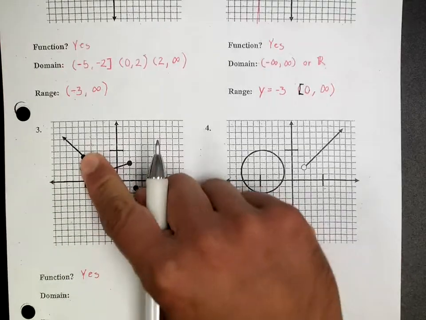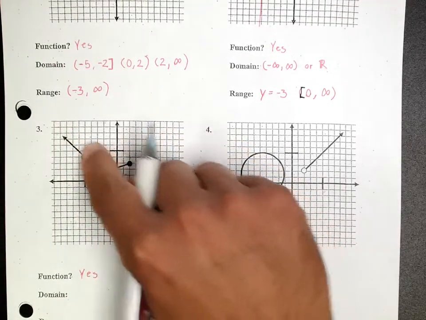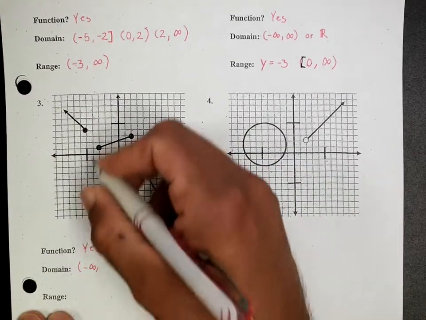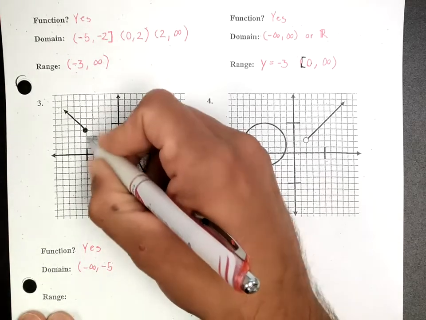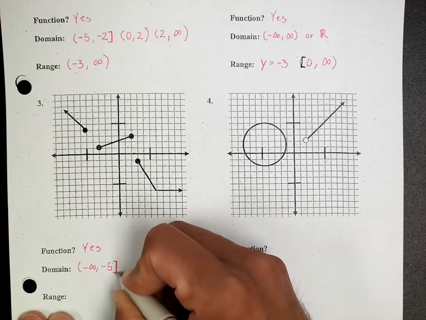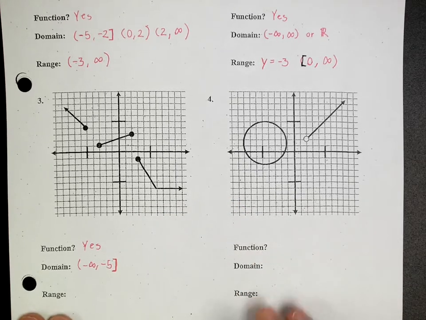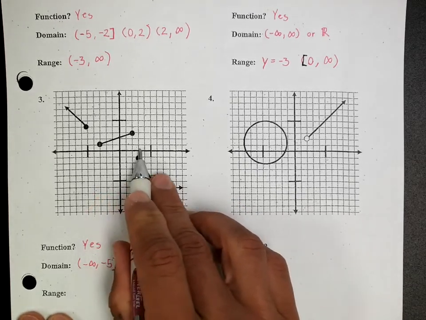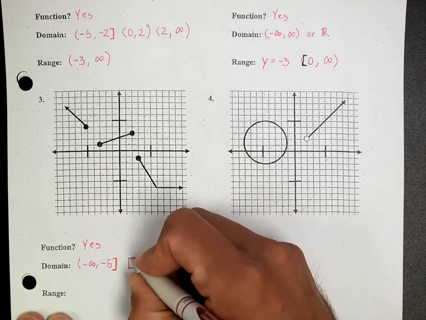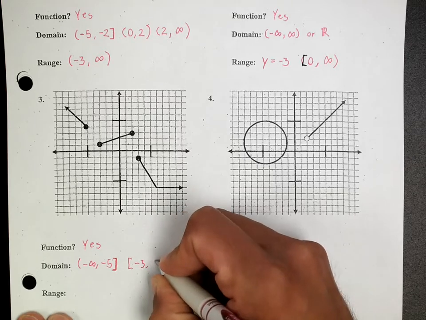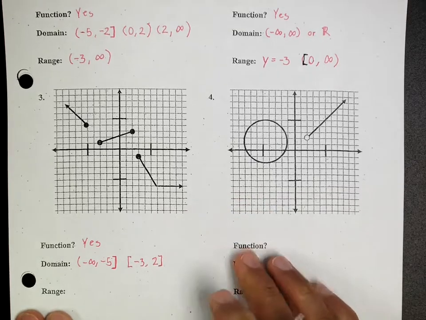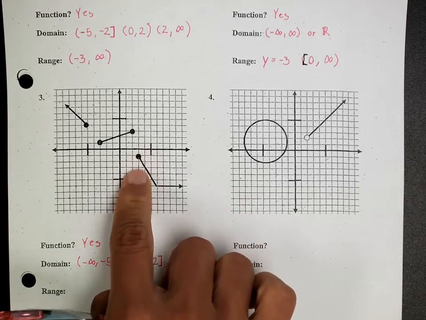So notice that the domain of this little piece alone goes between negative infinity and -5. Remember, the x value of that point is -5, inclusive. So I'm going to include that -5 right there. And I'm also going to go between -3 and +2. Notice that I have filled-in dots, so I have to write brackets. So this is -3, comma, +2.